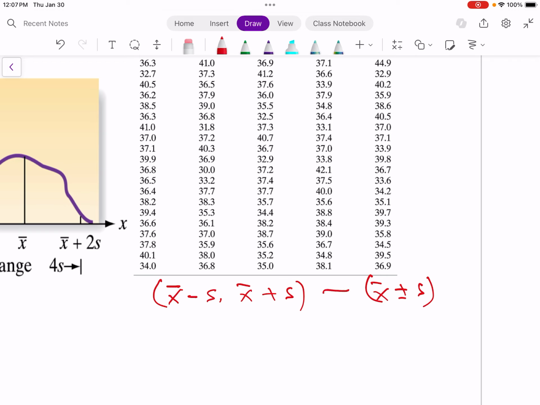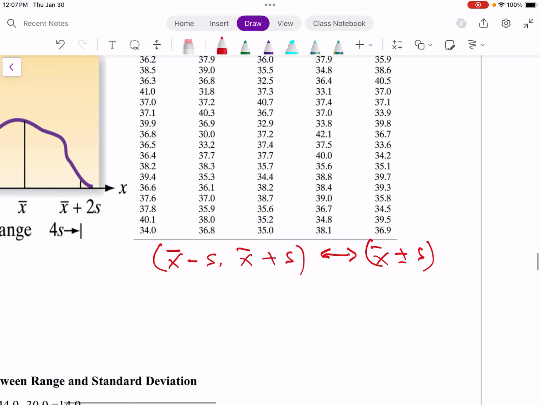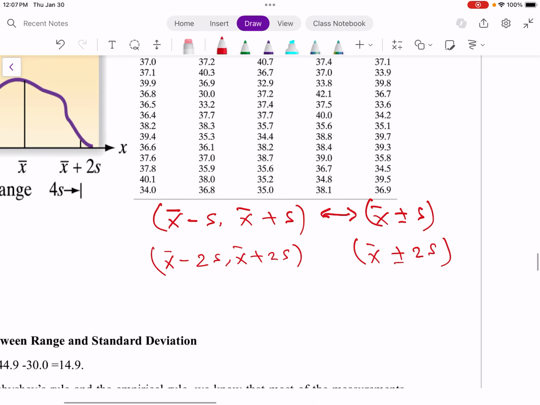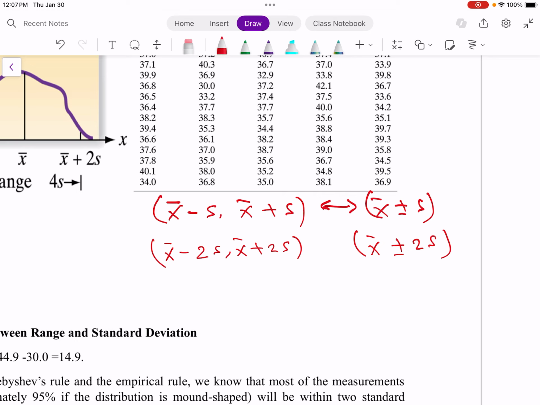Okay, so you can use any of this notation. Both of these represent standard deviation. Within one standard deviation of the mean, and two standard deviations of the mean, that is x bar minus 2s to x bar plus 2s. We can rewrite this as x bar plus or minus 2s. It's the same thing. And we want to know the number of measurements within three standard deviations of the mean.